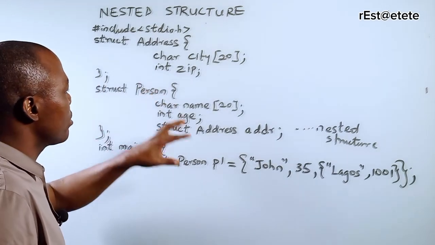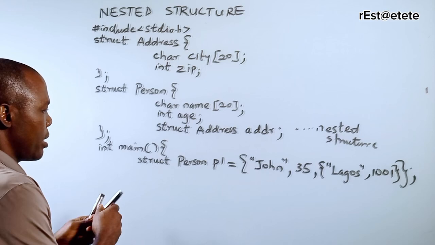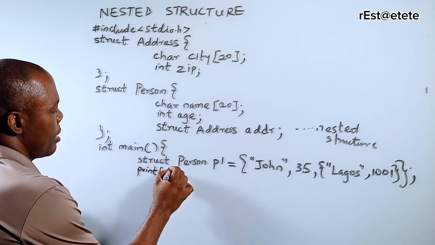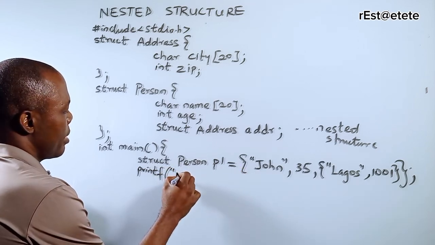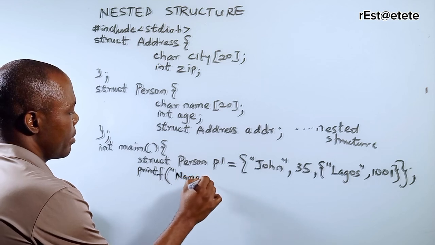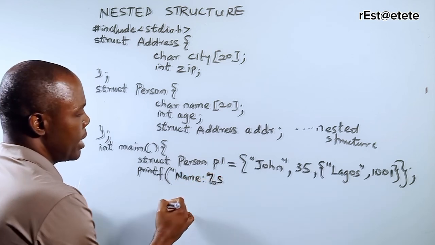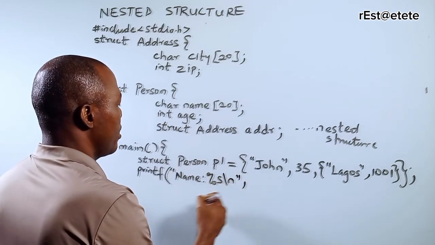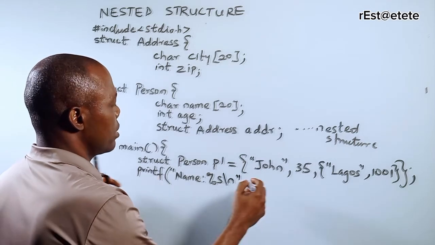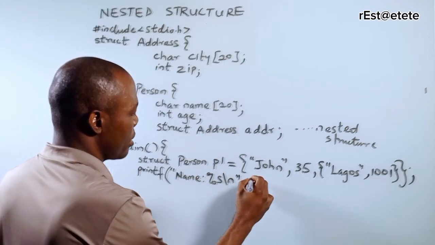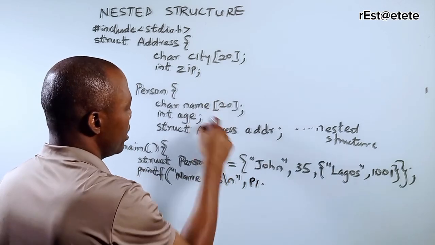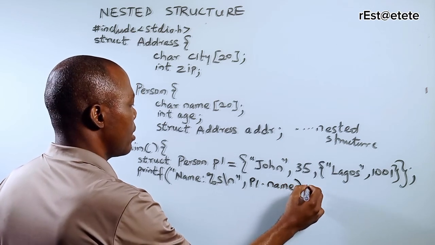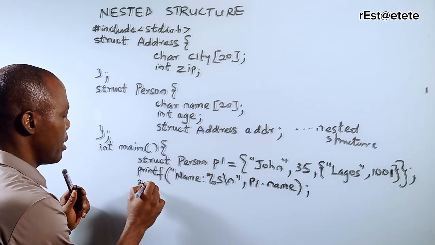Now I want to print out these values. So I will say printf. Now name. I can say name, comma, percentage s, right, slash n. So for this one will be, we'll be using this p1.name, right? Then I can say printf.